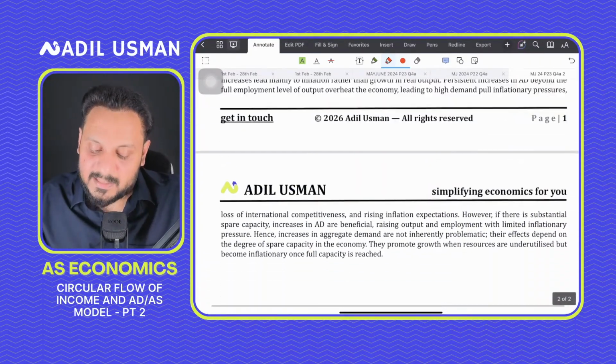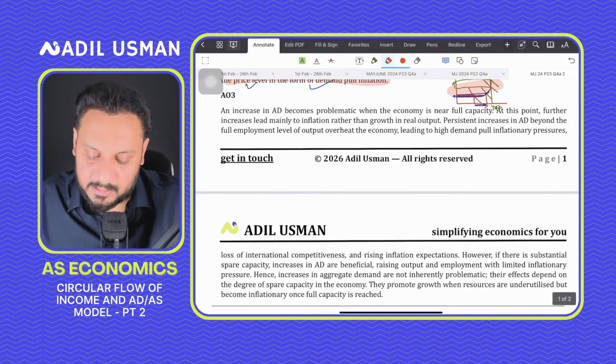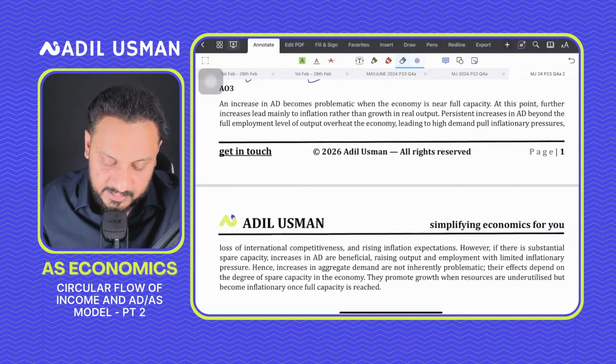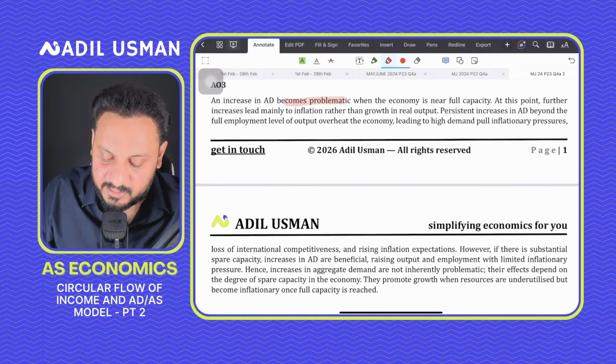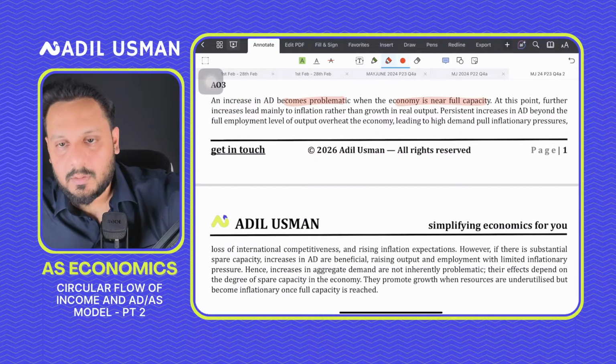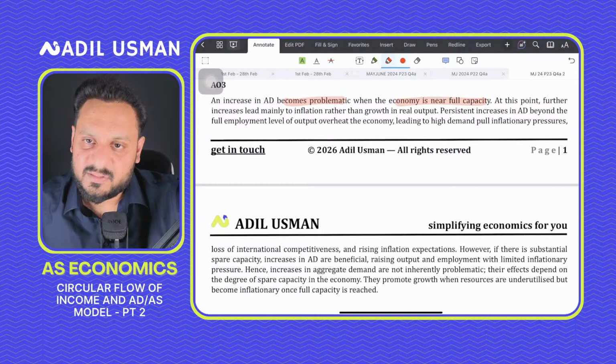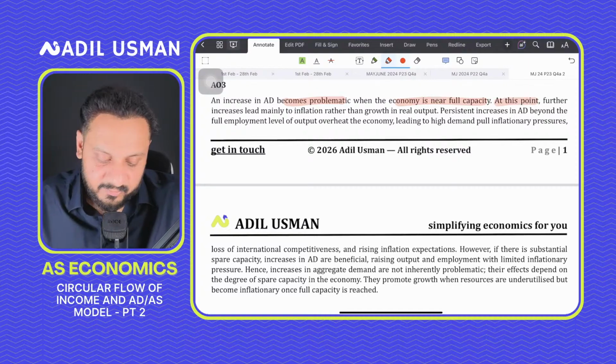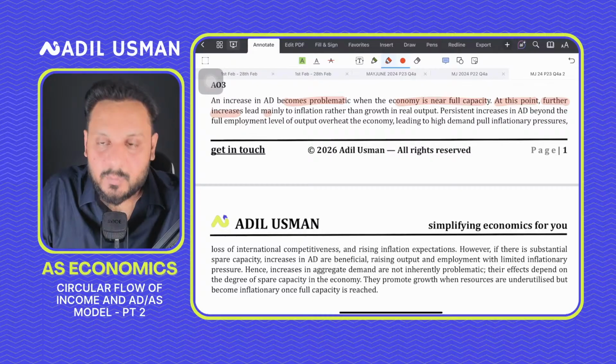So इसी पर ही बात करनी है, आपने बात भी इसी पर ही करनी है कि वो प्रॉब्लम कब बनेगा. This is evaluation. An increase in AD becomes problematic when the economy is near full capacity. बिल्कुल सही बात है. When the economy is near full capacity, the increase in AD becomes problematic. At this point, further increases lead mainly to inflation.